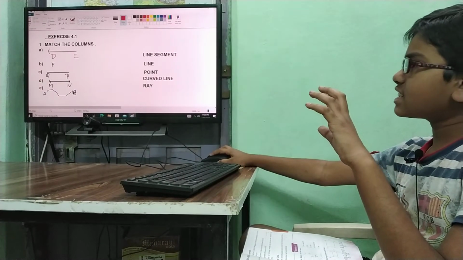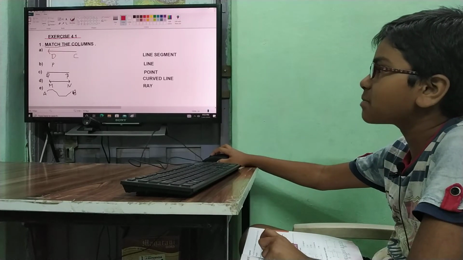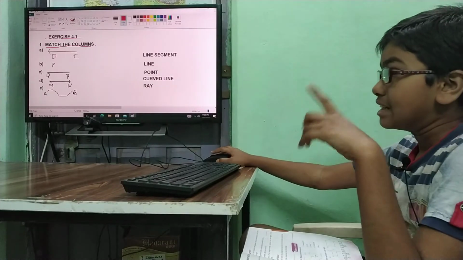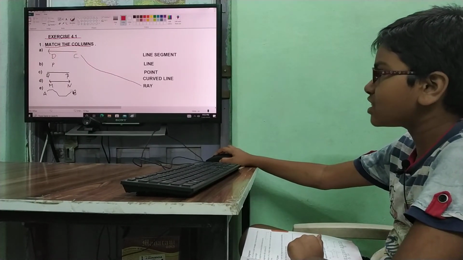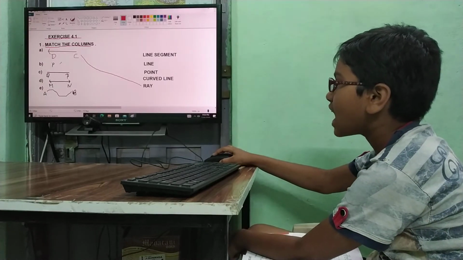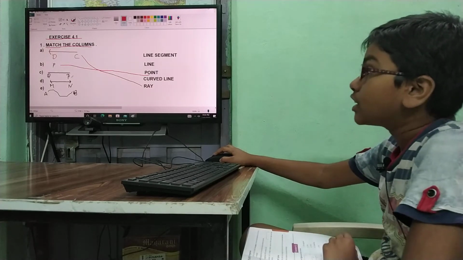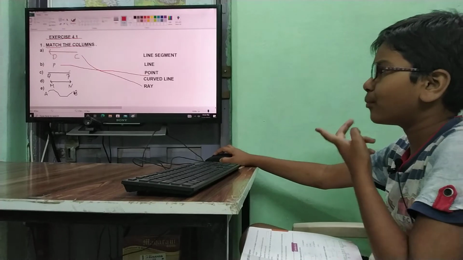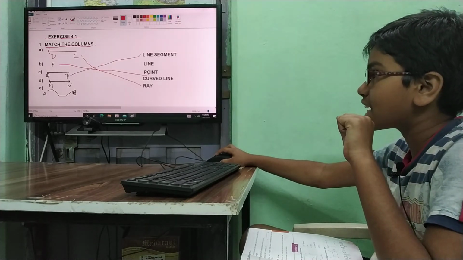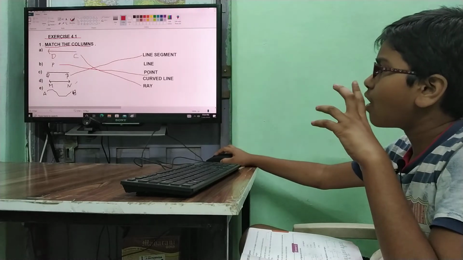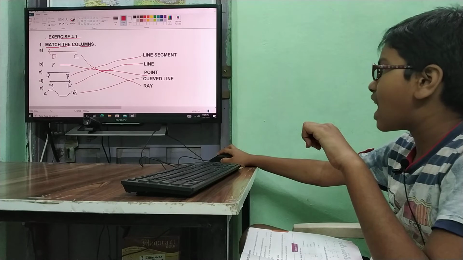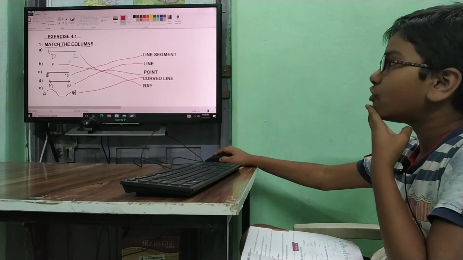Shall we see our exercise 4.1? In exercise 4.1, the first question is match the columns. One has one endpoint and goes on continuously like a line. It's a ray. Next is a dot and P. Dot is referred to as a point. Then P, Q with a line over it. It's not a line, it has a measured portion, so it's called a line segment. And this is the line because it goes on and on. This is a curve, so it's called a curved line. So we have completed our first exercise.